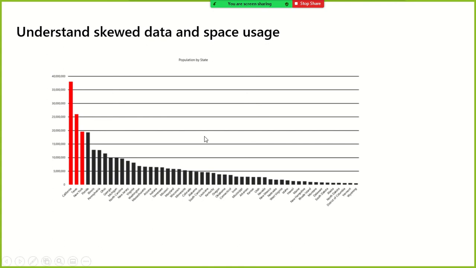All right, understanding skewed data and space usage. If you look at this, this is showing us the population by states in the US. I'm sure the US has about 50 states. Am I right? Do we have 50 states in the US or 52 states?